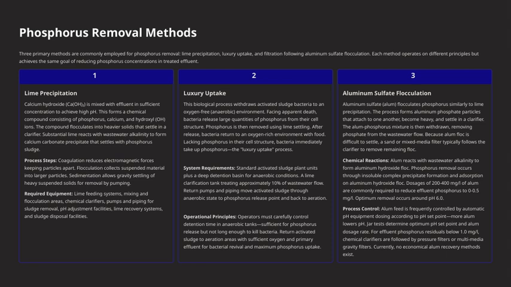To implement this method, you need standard activated sludge units plus a deep basin for anaerobic conditions, along with a lime clarification tank to remove the phosphorus. Operators must carefully control the detention times, long enough for phosphorus release, but not so long that bacteria die. The bacteria are then returned to the aeration tanks for revival and continued phosphorus removal.